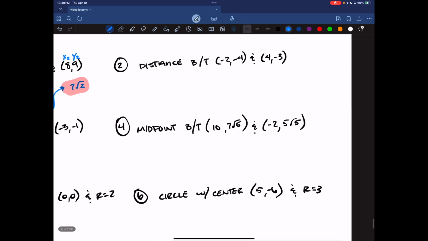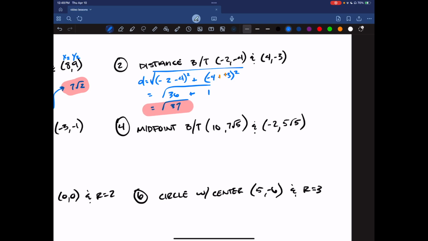Okay, number 2, same process. So we've got d equals the square root of negative 2 minus 4 squared plus negative 4 minus negative 3 squared. Negative 2 minus 4 is negative 6, so that's 36. Plus, two negatives make a positive, so I'm going to change those. Negative 4 plus 3 is negative 1, so it's just going to be 1. So it's going to be the square root of 37, and I can't simplify that. So that's just the square root of 37. Again, if Pearson asks for a decimal, give it a decimal.